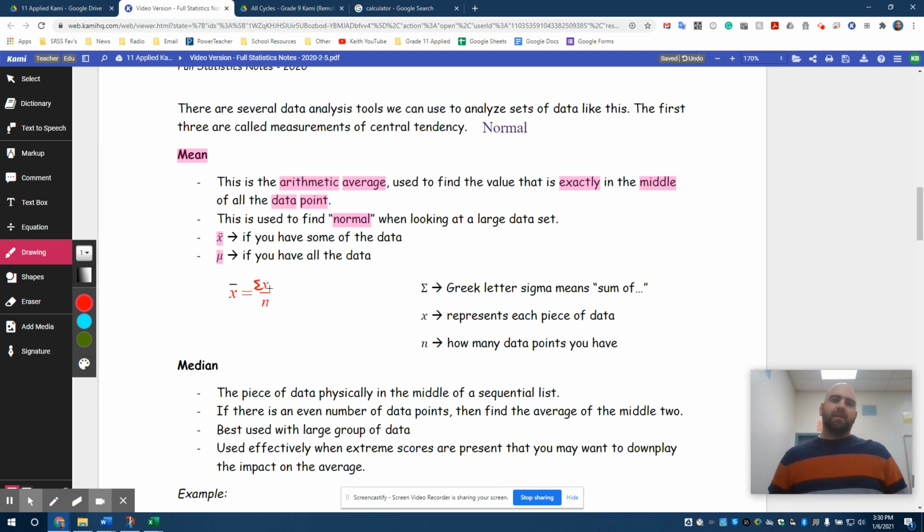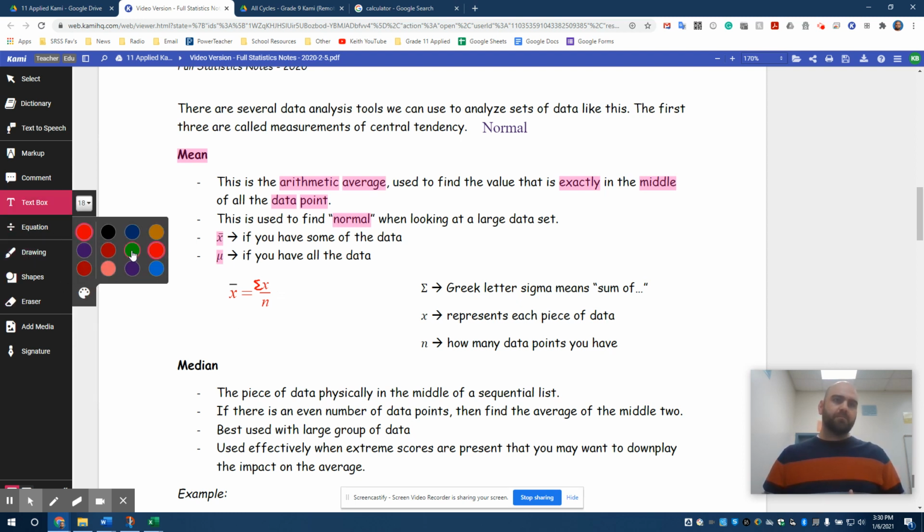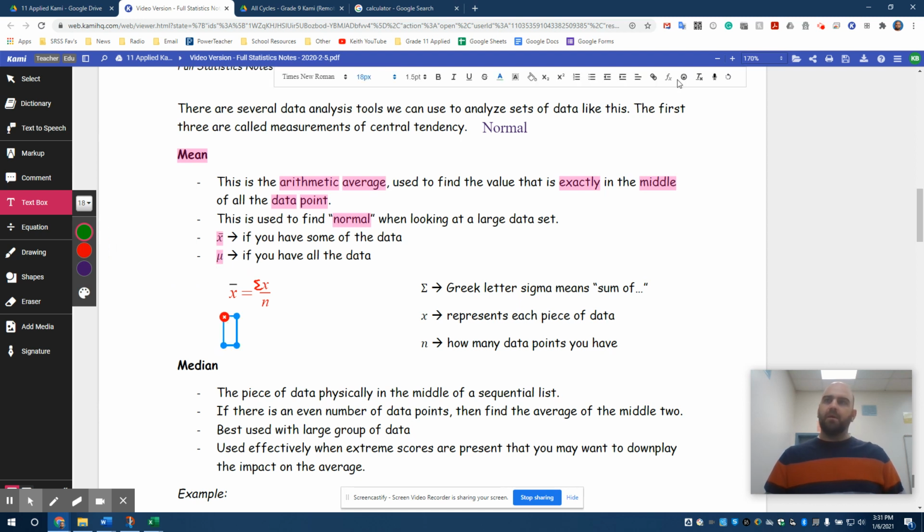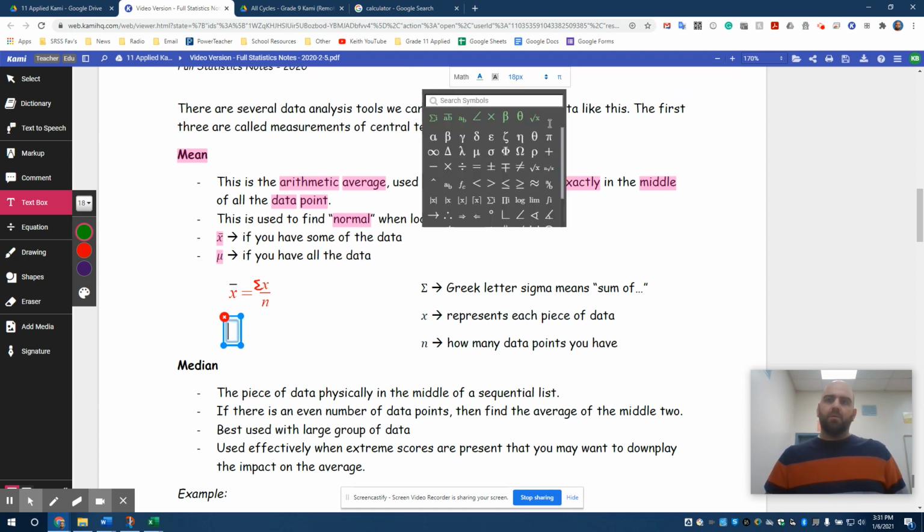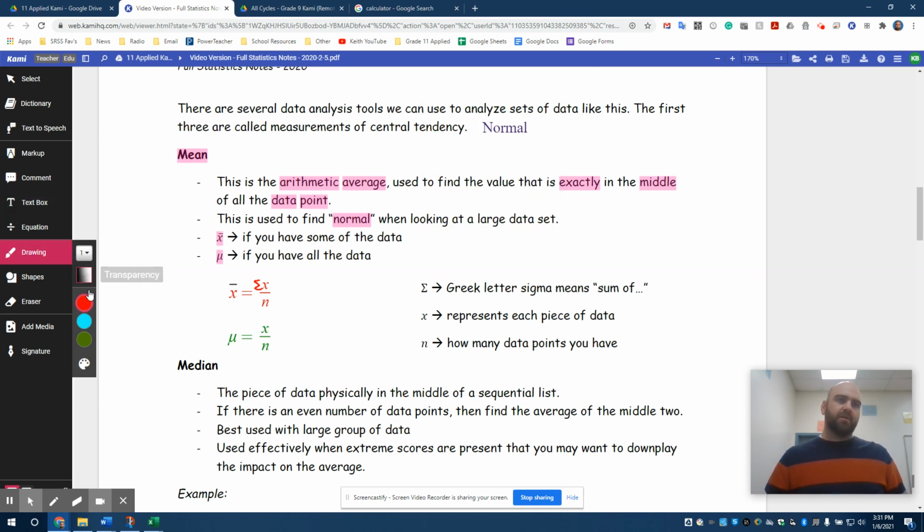So we're going to look at the mean. We're going to look at the sum of all the data points, and then we divide it by how many data points we have. If we do this with mu as well, it'll look a little bit different. Mu is equal to the summation of X over N. Again, I'm going to put in the summation with a drawing tool. So all of our data points, we add together, and then we divide by how many we have.